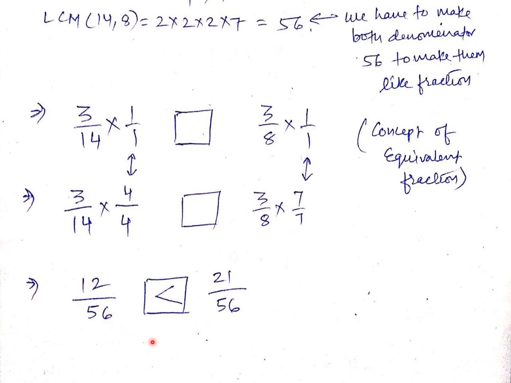Now they are like fractions. As their denominators are the same, now we have to just compare their numerators. And if you see, 21 is obviously more than 12. So we have got our answer. This fraction, that is the second one, is larger than the first one. I hope it is clear to all of you.